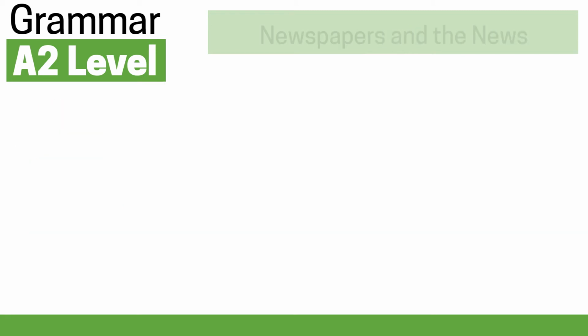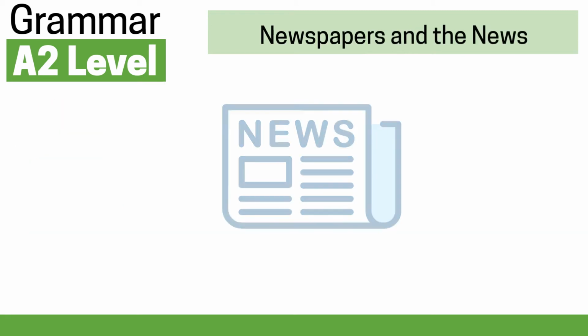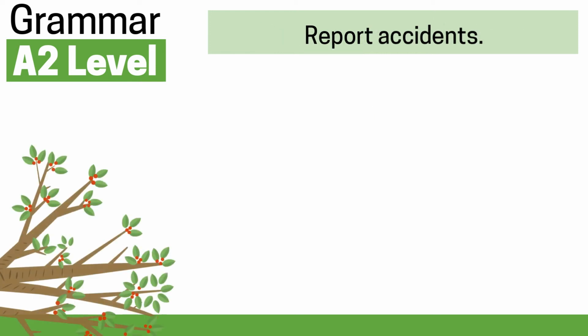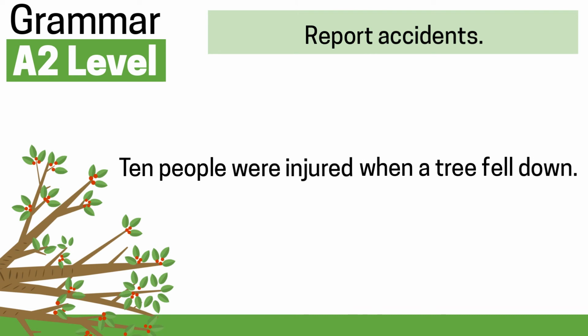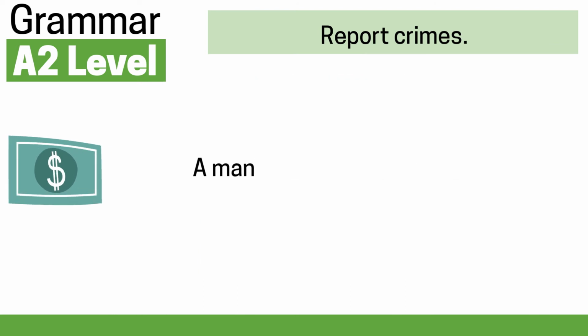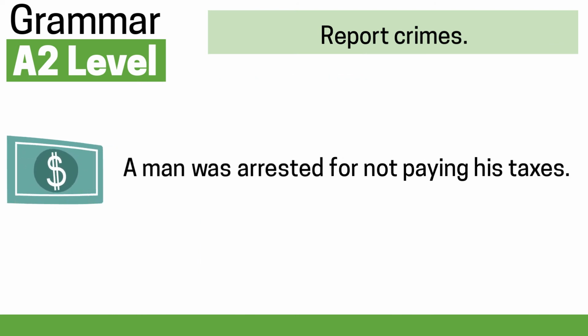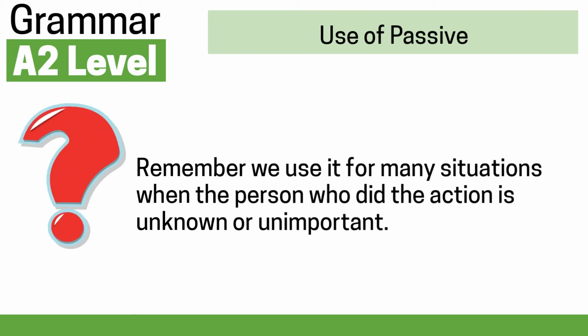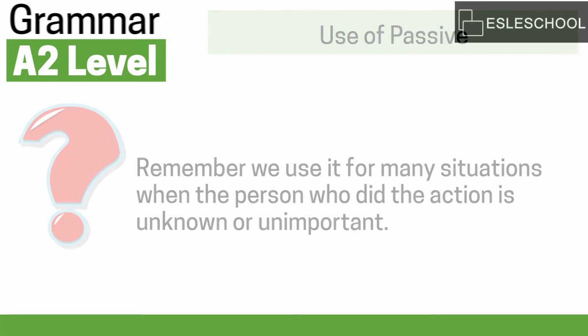So it's common to see the past passive in newspapers and the news to report accidents. 10 people were injured when a tree fell down. We also use it to report crime. A man was arrested for not paying his taxes. So remember, we use it for many situations when the person who did the action is unknown or unimportant.